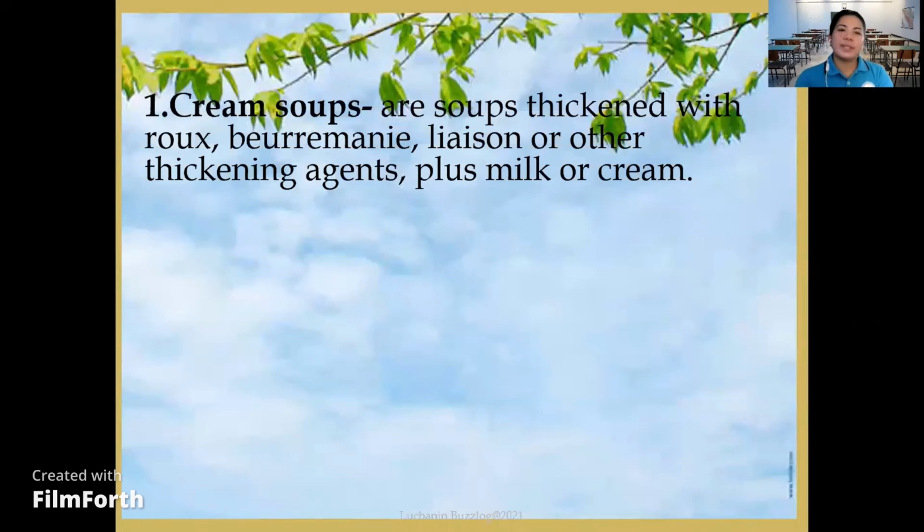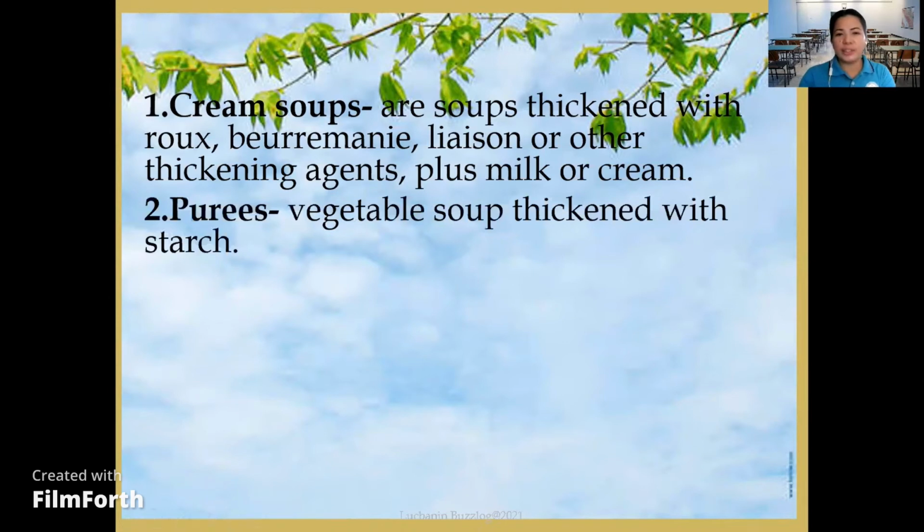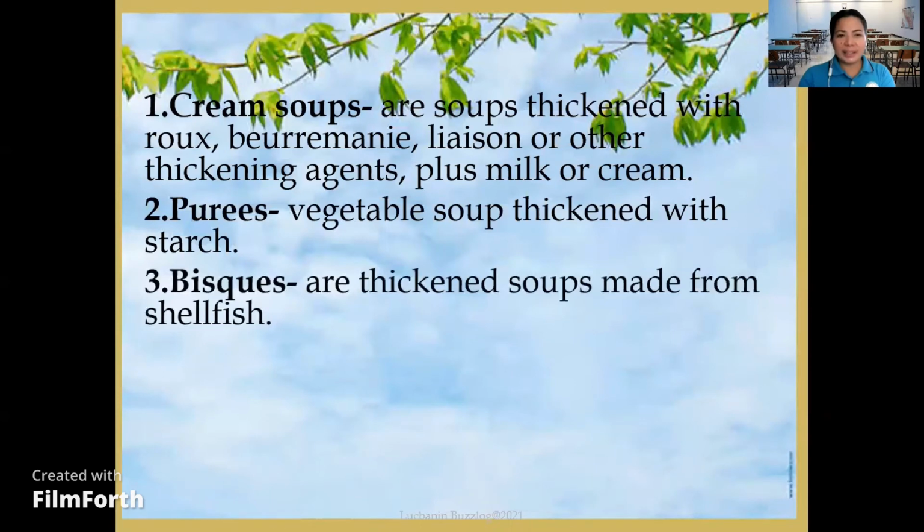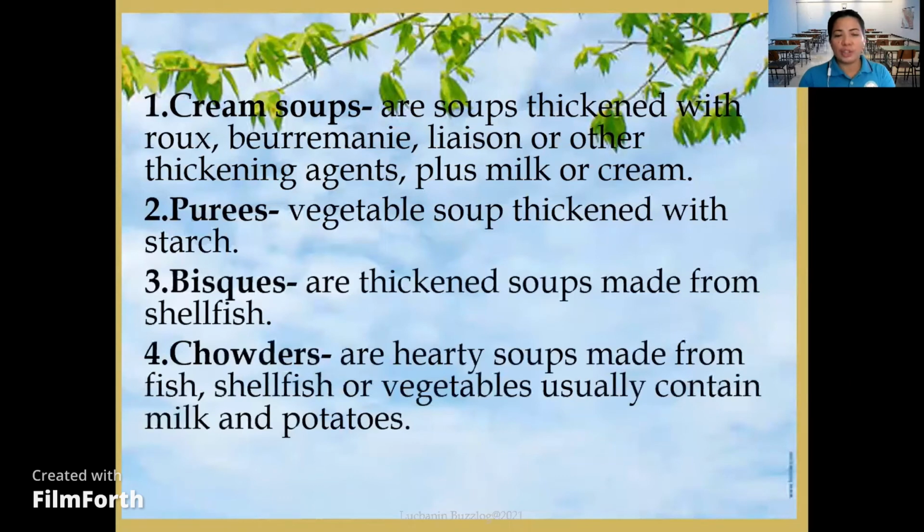Okay, guys, so we have the cream soup. So our soups are thickened with the roux, the bouillon. The bouillon is like a mixture of butter and flour, the liaison or other thickening agents plus the milk or cream. So we have also the purees. So these are the vegetable soups thickened with starch. Okay. Another one is the bisques. These are the soups made from shellfish, and we have the chowders.